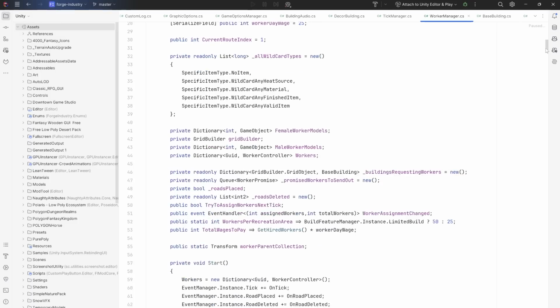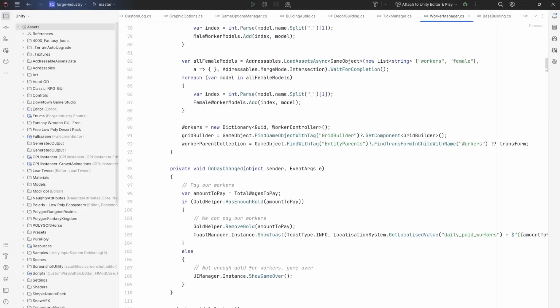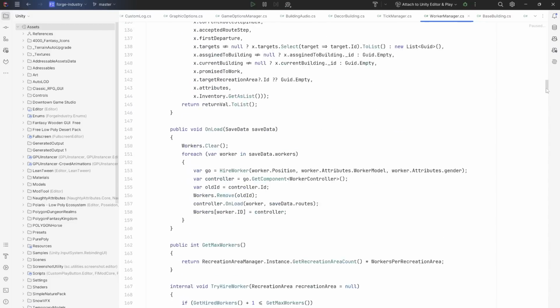And what I mean here is the structure of your game. And I am no programmer at all. I wrote like 10 lines of code for Forge Industry, and those 10 lines, I think you had to fix like 2 bugs in them.